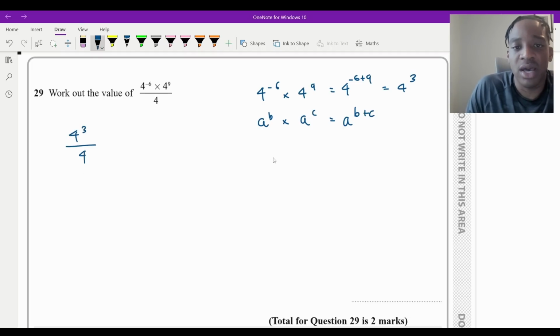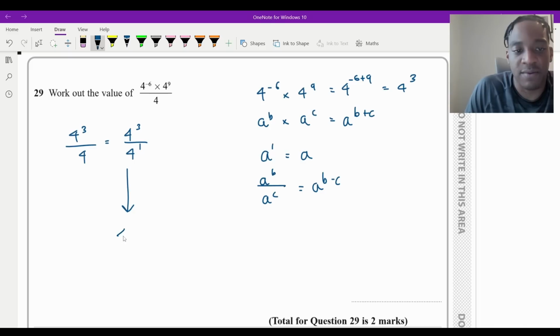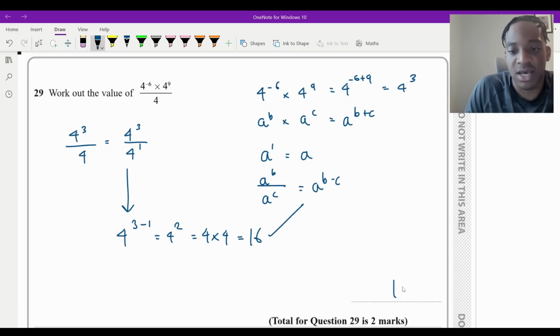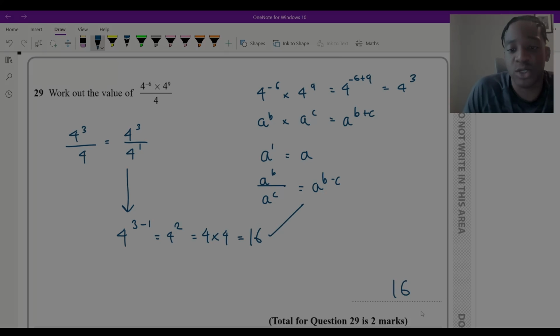Now, what you should know as well is another index law which states if I have a to the power of 1, this is just equal to a, right? So any number can just be written with the power of 1, meaning that I could write this as 4 to the power of 3 divided by 4 to the power of 1. And then now we have another index law problem, right? There's another rule which states if I have a to the power of b divided by a to the power of c, then we just take the powers away instead of adding them. So in this case, we can work this out to become 4 to the power of 3 take 1. Now 3 take 1 is 2, so it just becomes 4 squared, which is 4 times 4, which is equal to 16. So the answer is 16, and that will give you the 2 marks. And that's question 29 finished.